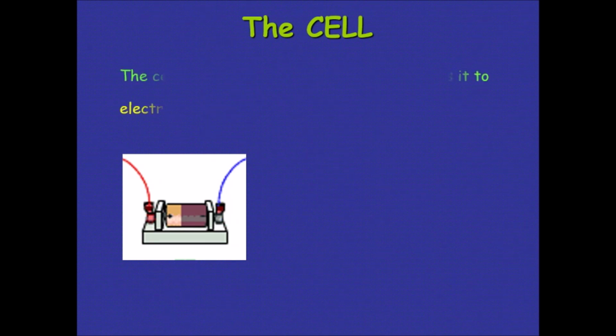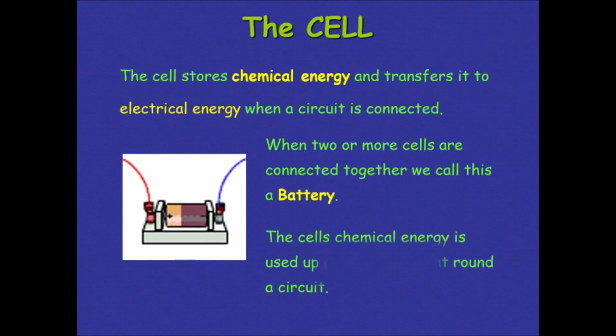So just a bit of background, okay. So a cell stores chemical energy and transfers it to electrical energy. So cells generally come in the form of battery in this topic. So normally cells, I'll walk you through, but cells are actually drawn with a large line and a little line like that. And batteries have two or more cells. So if you want to draw a battery, I usually just do two.